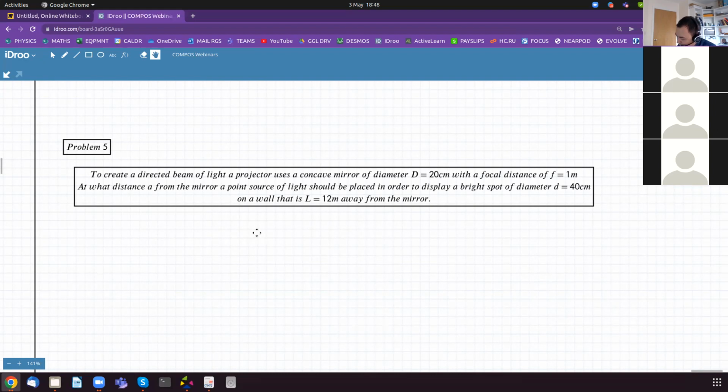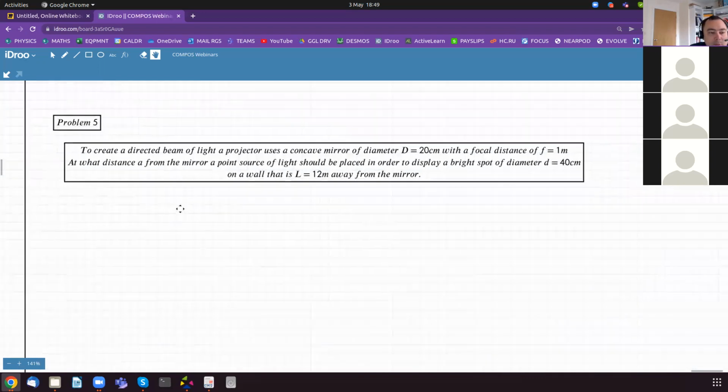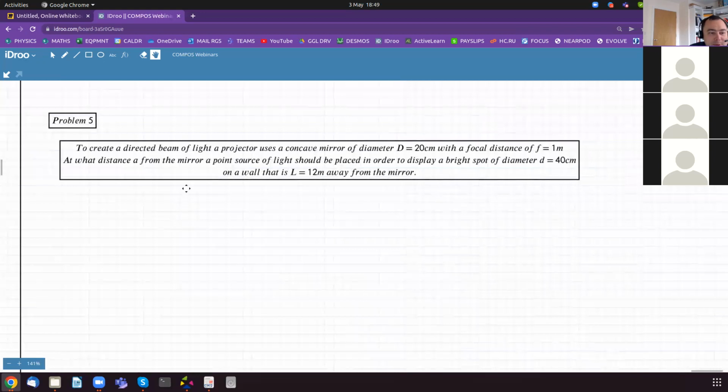Just found another solution to this problem. So how do we do this? To create a directed beam of light, well, there are 3 possible solutions to this problem. What does this even do? Well, let's find candles.